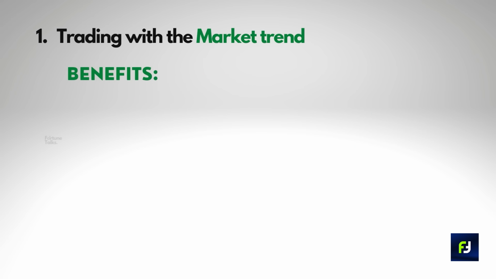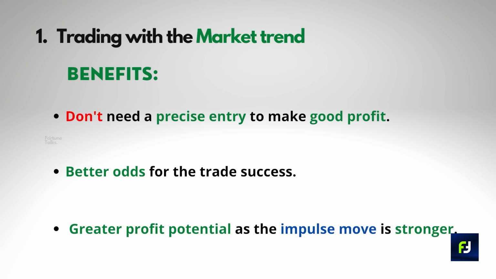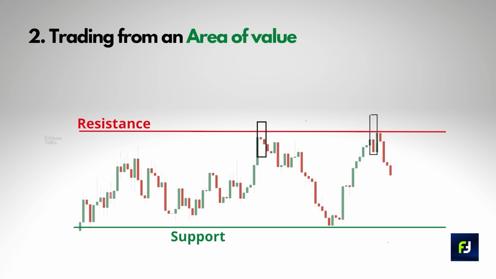Now there are a few advantages by trading with the trend. Number one is that you don't require a precise entry to make a good profit. Secondly, you have better odds for the trade to work out as you are trading with the market flow. And finally, you have a greater profit potential as the impulse move is stronger than the corrective move. Moving on to the second strategy, trading pin bars from an area of value.